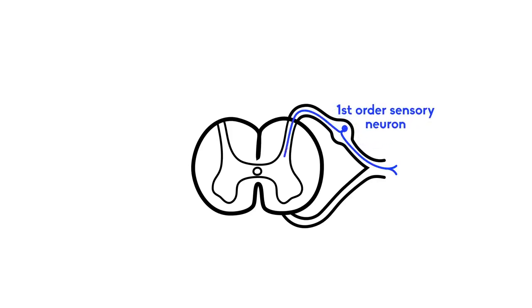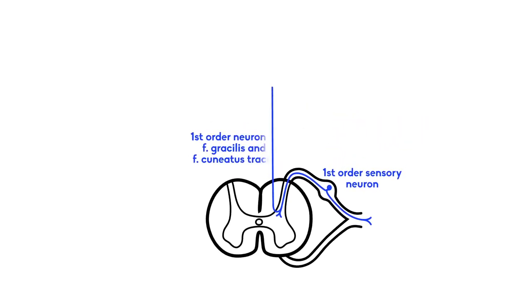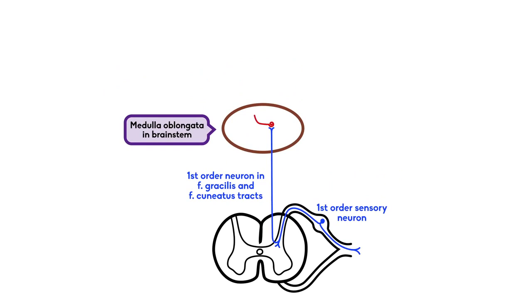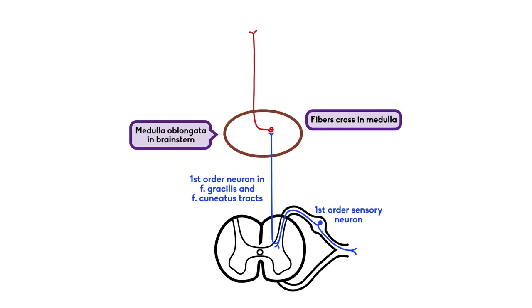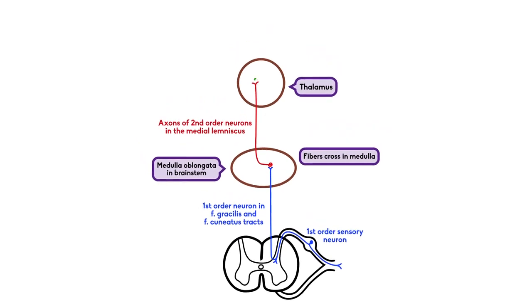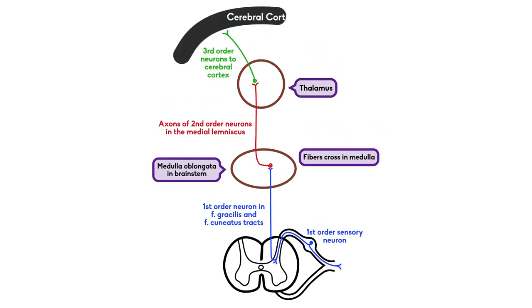So here's a diagram of what we talked about. You see the first order neuron there in blue. The cell body is in the dorsal root ganglion. It enters the spinal cord and ascends ipsilaterally in the dorsal column. The first synapse is on the ipsilateral cuneatus or gracilis. Then you have the second order neuron, in red. It's decussating in the medulla, and you see it crossing over to the other side, and then ascending contralaterally in the medial lemniscus. You see the second synapse in the VPL of the thalamus, and you see the third order neuron in green going up to your sensory cortex.